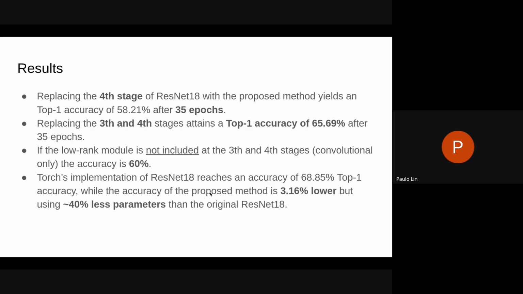And again, the torch implementation of ResNet 18 reaches an accuracy close to 70%, but the accuracy of the proposed model is 3.16 lower, while I'm using around 40% fewer parameters than the original ResNet 18.